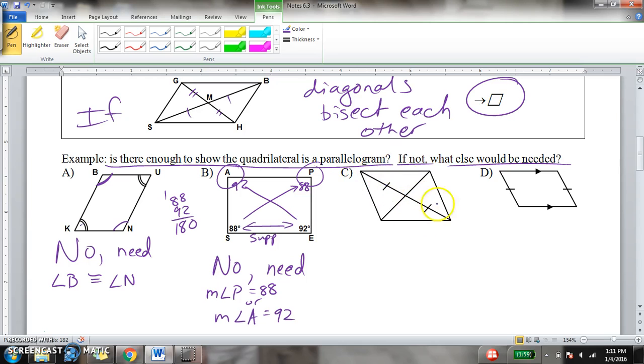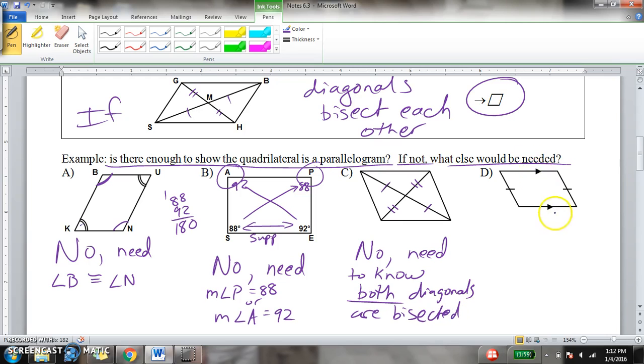In this one, we've got this diagonal going this way is bisected because this piece is congruent to this piece. However, we do not have that this piece is congruent to this piece. So this is also no. We need to know that both diagonals are bisected.